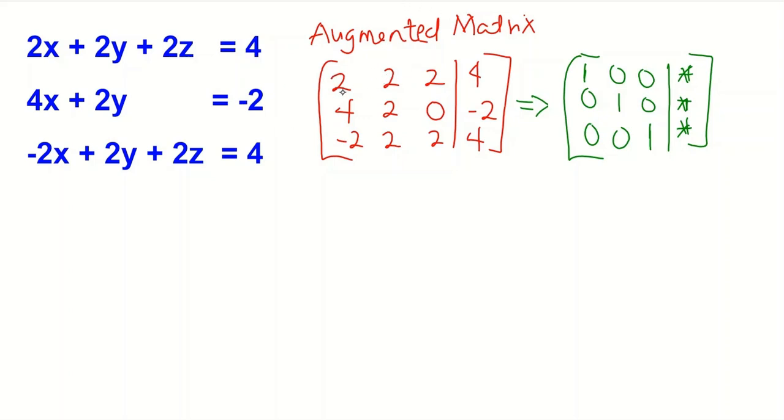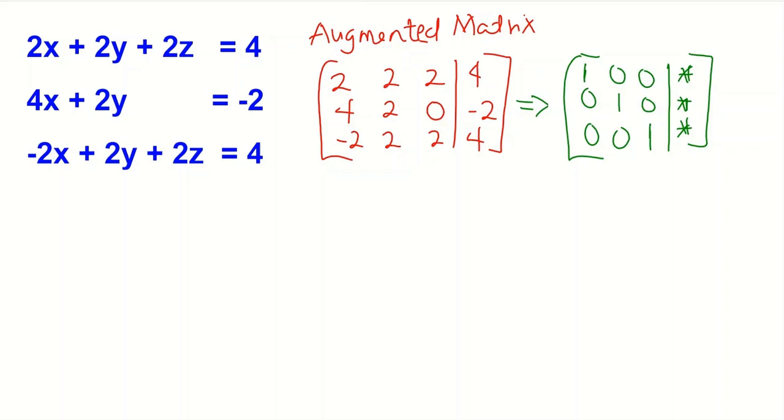It means that you have to change this 2 to 1, and all other elements beneath it must be 0. It means you have to change this 2 to 1, and above and below it must be 0. And you have to change this 2 to 1, and all other elements above it must also be 0. So that's the agenda for today's video.